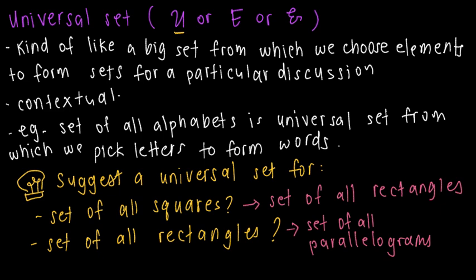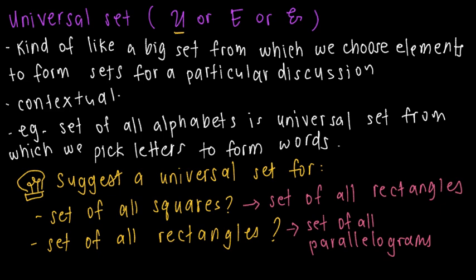A universal set is kind of like a big set from which we can pick elements to form sets for a particular discussion. The universal set kind of depends on the context. For example, if we're picking up letters to make sets which form words, our universe or universal set would be the set of all the letters.